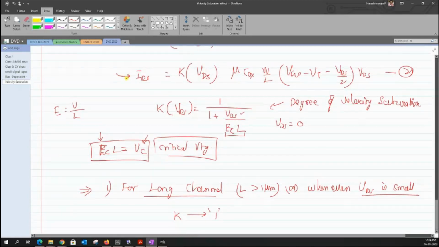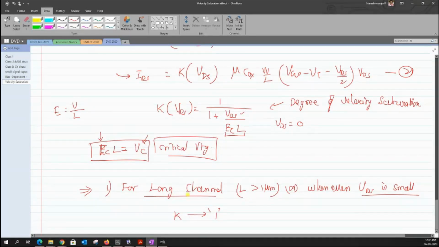Which means that this current equation is similar to that of the long channel current equation. Am I right? This is the linear region current equation. And when I deal with a small value of VDS, I end up with a current equation that is similar to our long channel linear current equation.